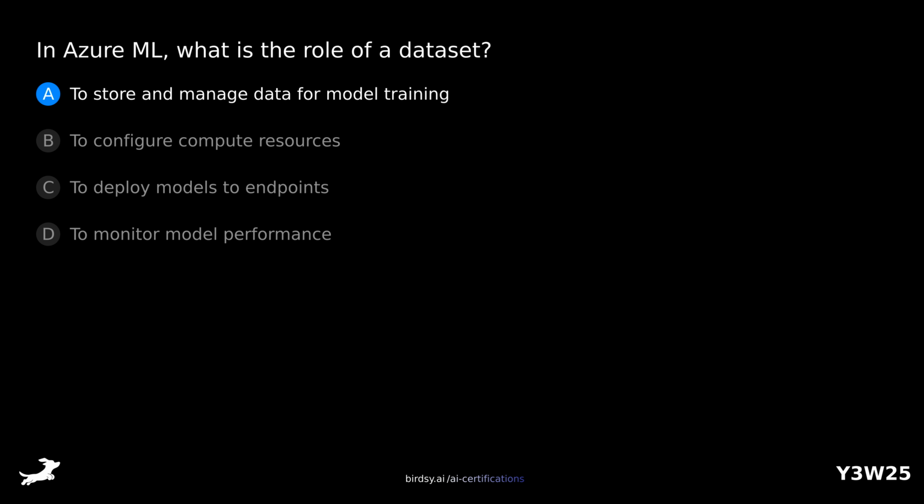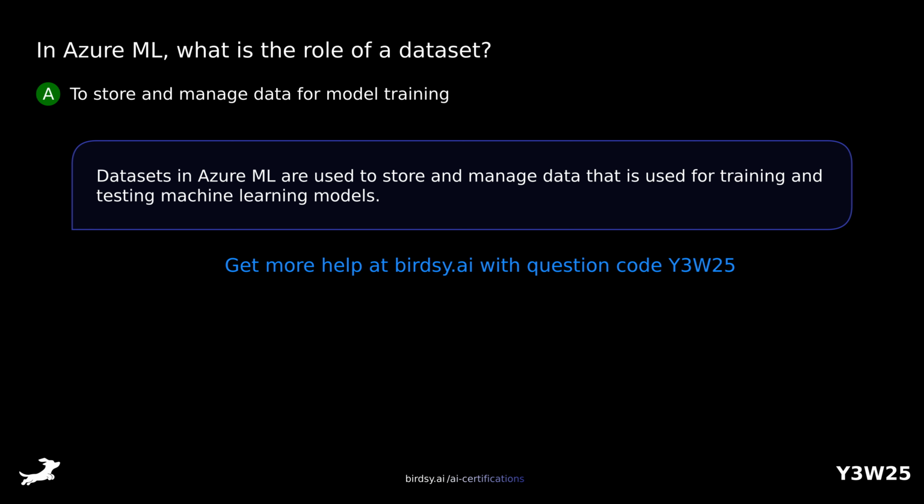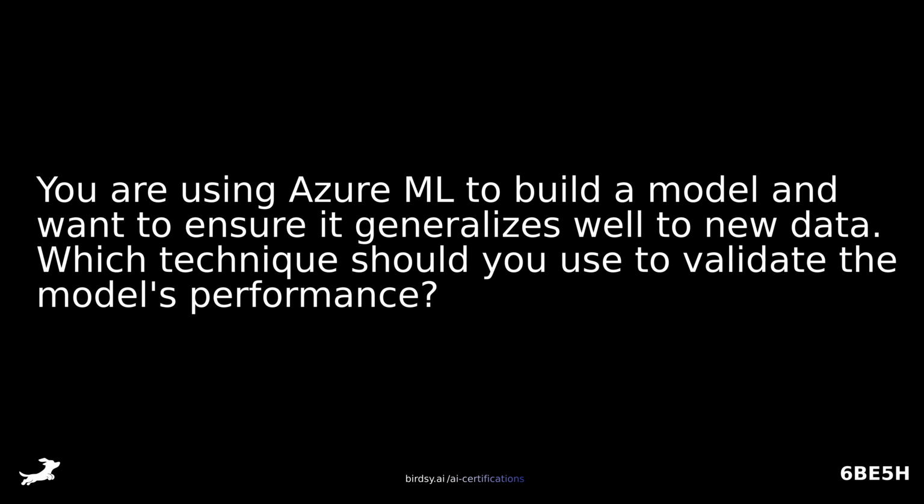Is it A, to store and manage data for model training, B, to configure compute resources, C, to deploy models to endpoints, or D, to monitor model performance? The answer is A, to store and manage data for model training. Datasets in Azure ML are used to store and manage data that is used for training and testing machine learning models. You are using Azure ML to build a model and want to ensure it generalizes well to new data.